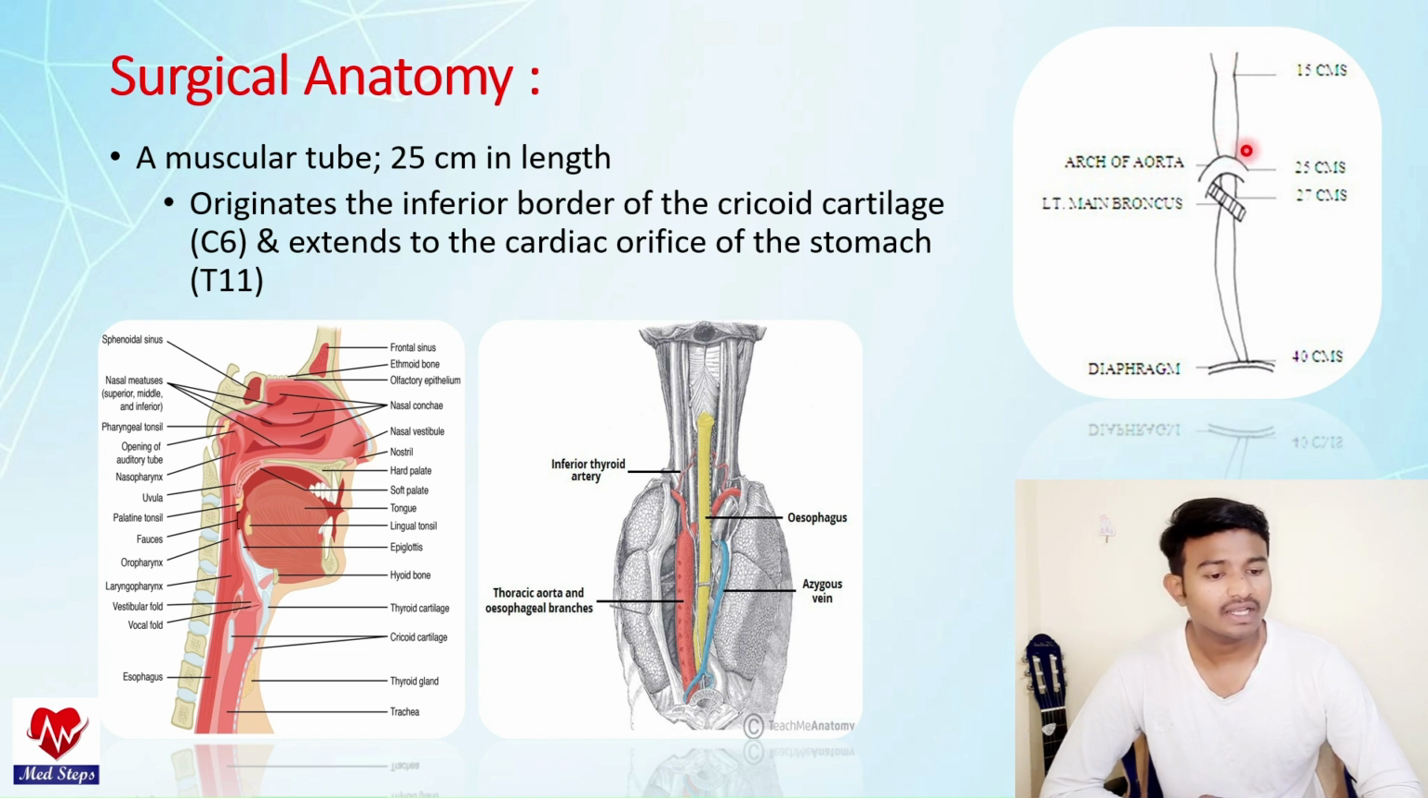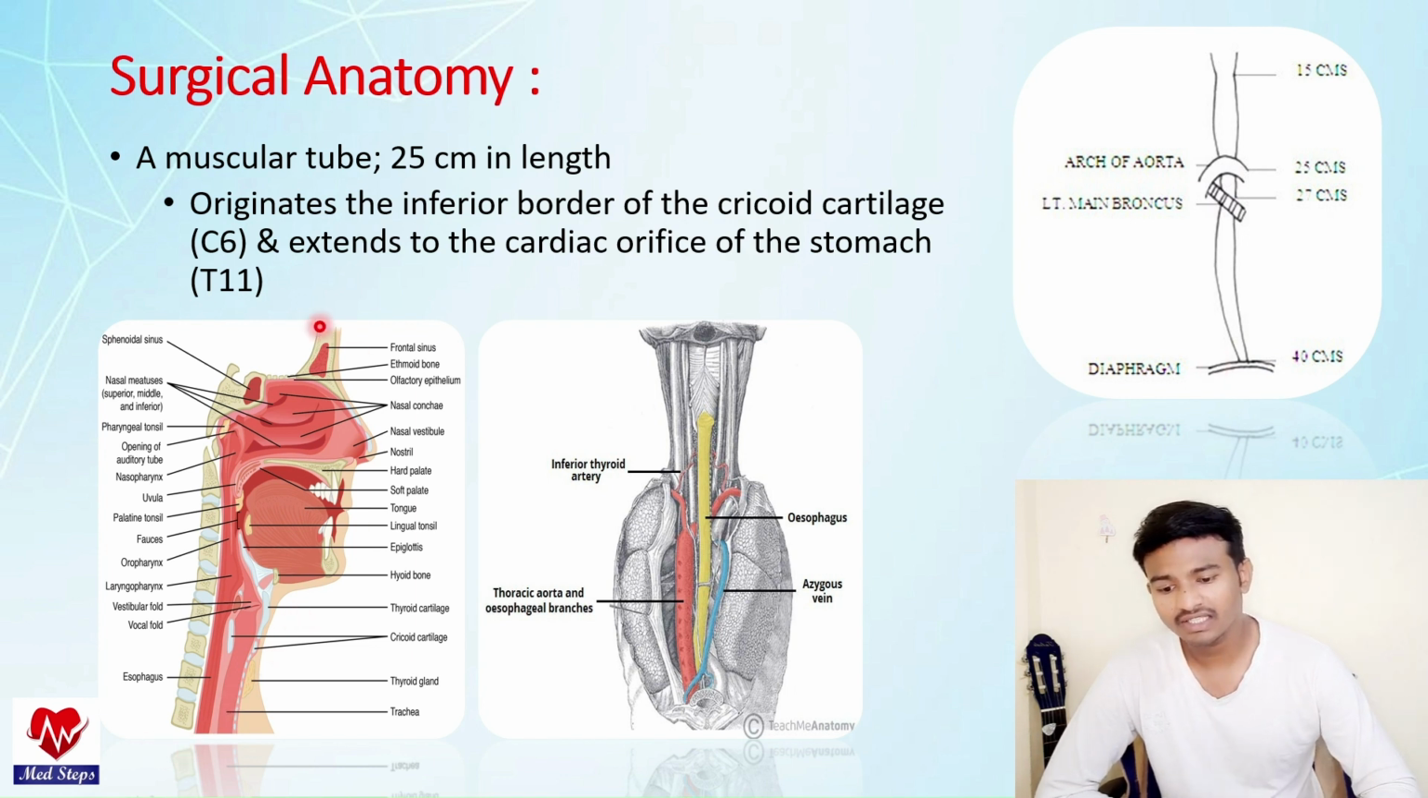Then at 25 centimeters you will get the arch of aorta. At 27 centimeters you will get the left main bronchus. At 40 centimeters, at the T11 level, you will get the diaphragm. At the diaphragm we have the cardiac orifice. In that area you will get the lower esophageal sphincter. This lower esophageal sphincter is physiological and involuntary. Right?